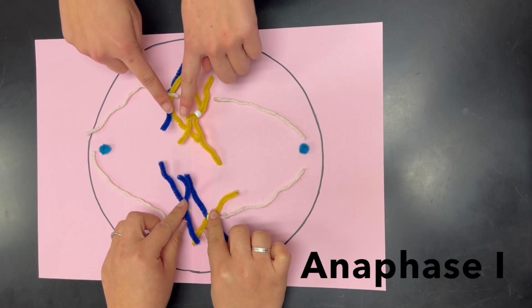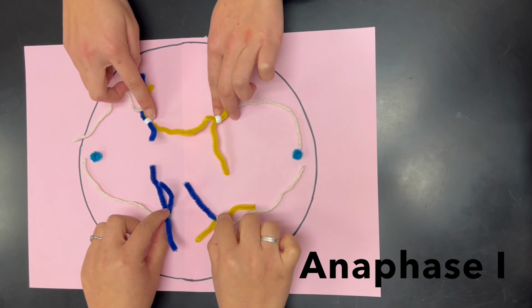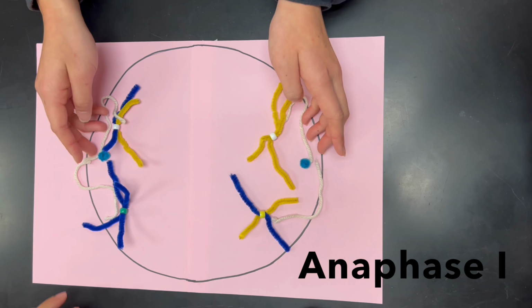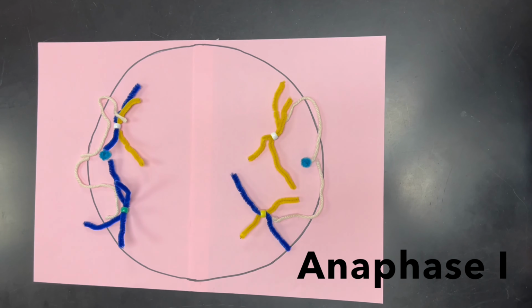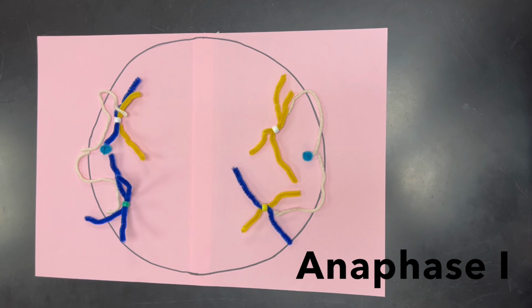In anaphase 1, the proteins holding the chromosomes together break apart and the individual homologs separate, allowing them to move toward opposite poles guided by the spindle apparatus.